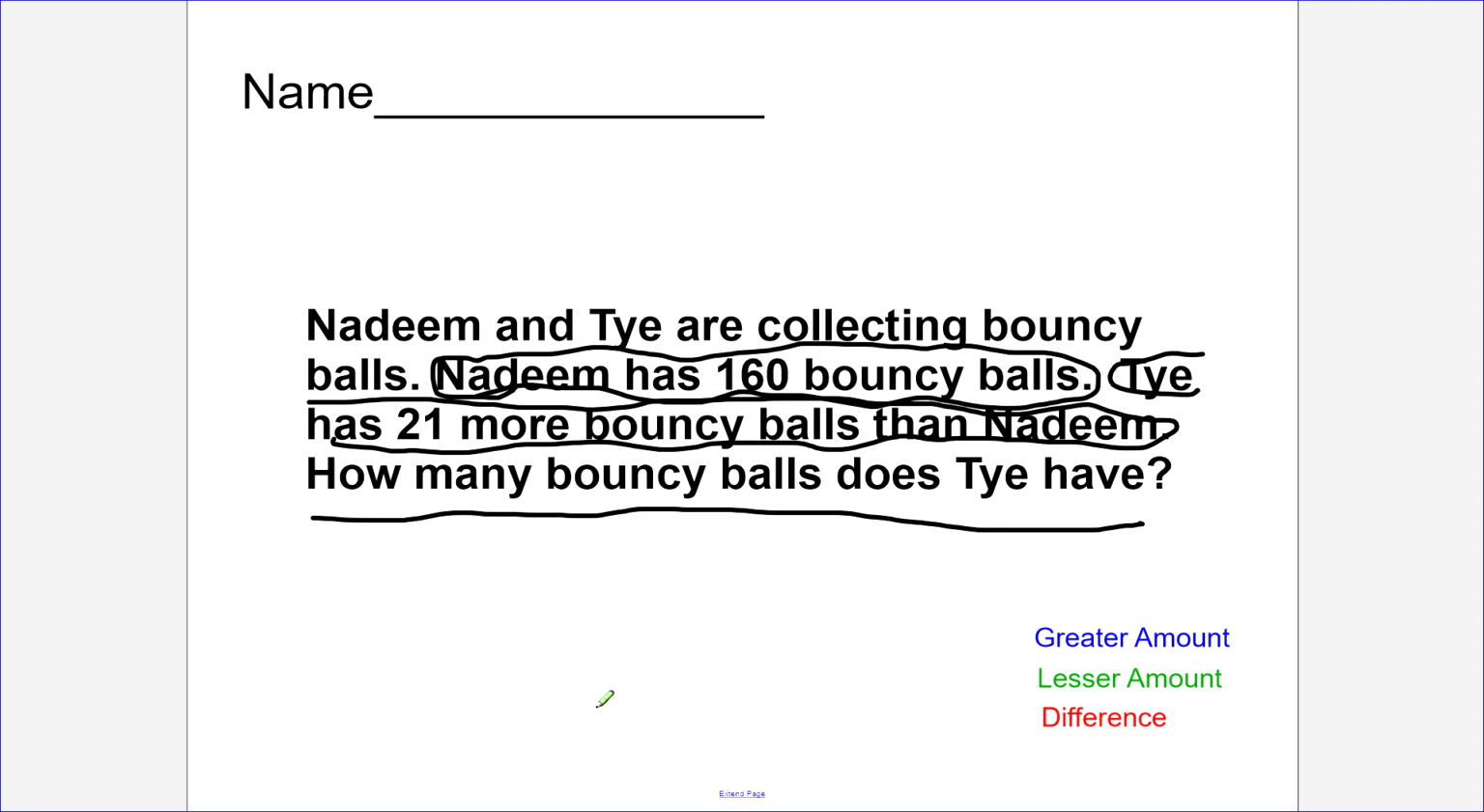What are the difference words that you hear in this problem? What words show we're comparing two things? You're right. The difference words in this problem are more than.